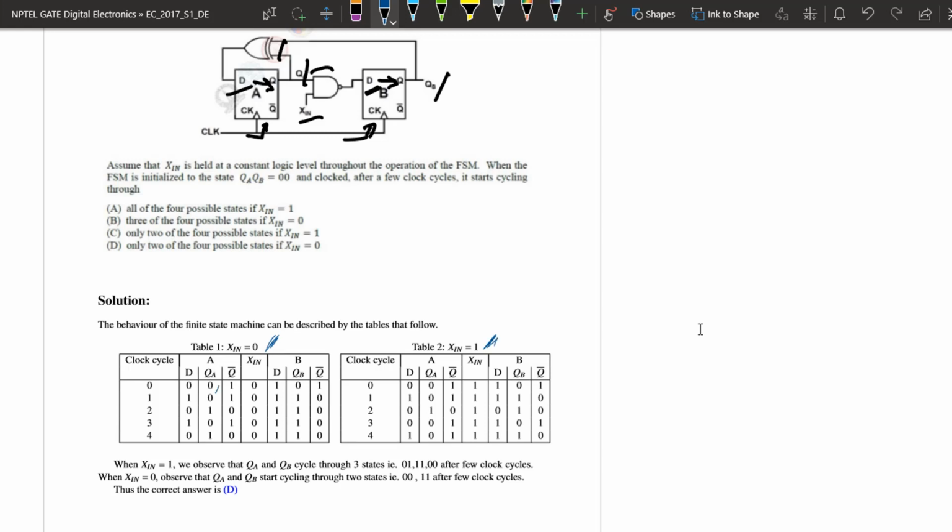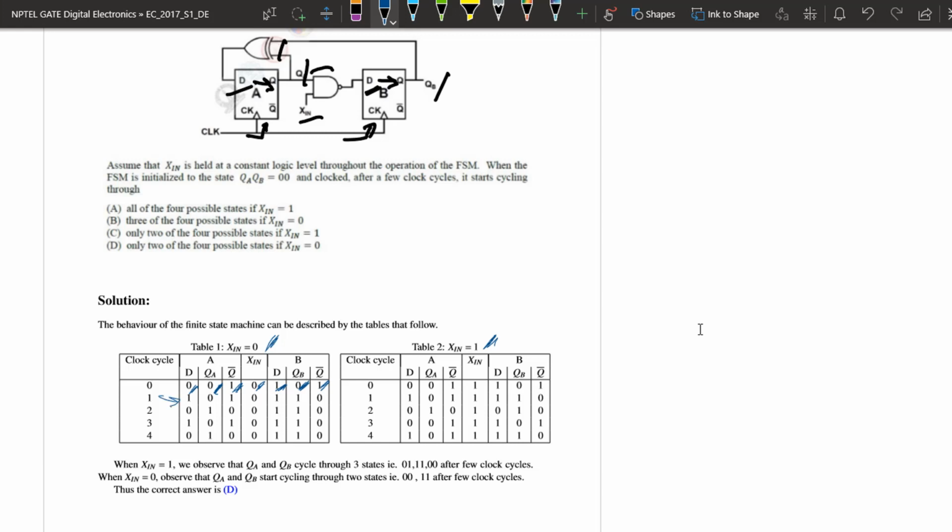The initial state of QA and QB is mentioned to be 0, 0, which implies Q bar A is 1 and Q bar B is 1. DA is QA XOR QB, which is 0 XOR 0, which is 0. And DB is Xn NAND operated with QA, which is 0 NAND 0, which is 1.